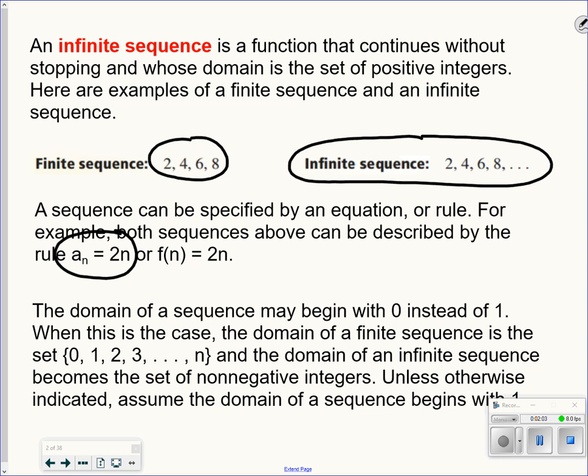Now, the domain of a sequence can begin with 0 instead of 1. The domain of a finite sequence is then the set 0, 1, 2, 3, dot, dot, n. And the domain of the infinite sequence becomes the set of non-negative numbers. Unless otherwise indicated, though, we will begin all of our sequences with 1.